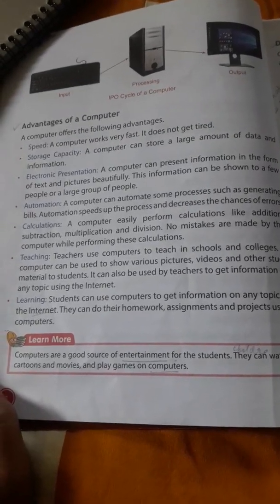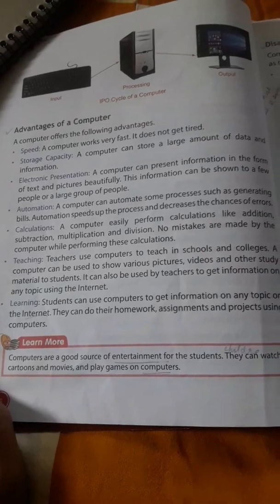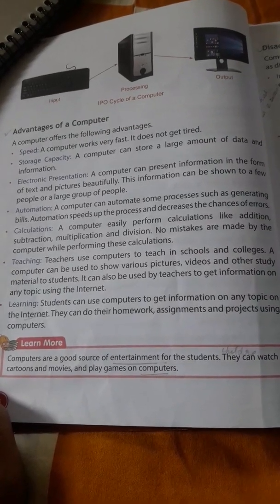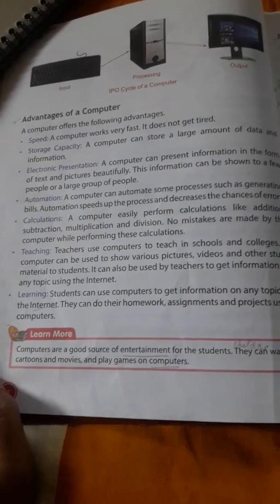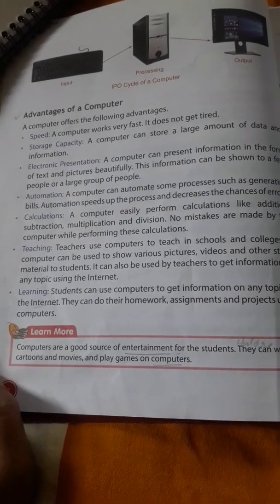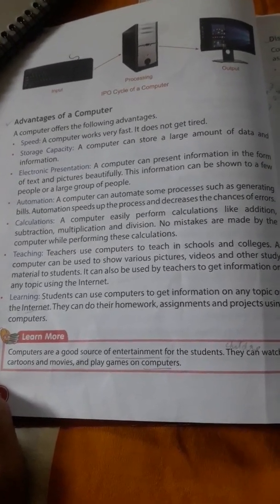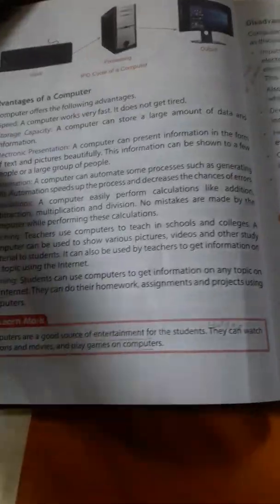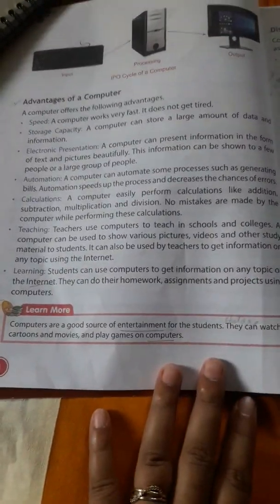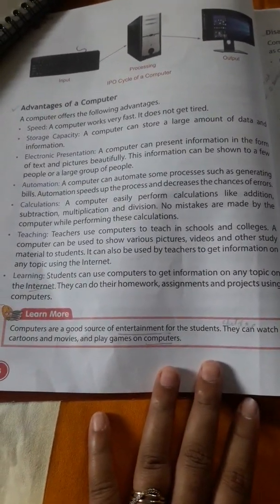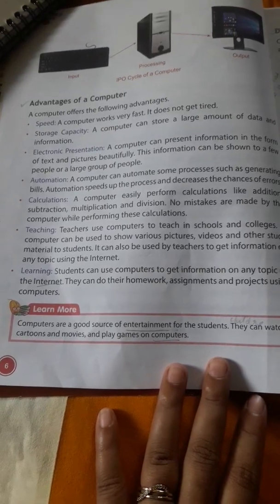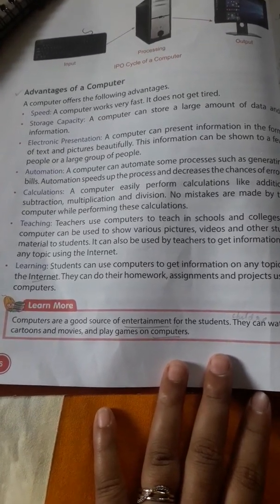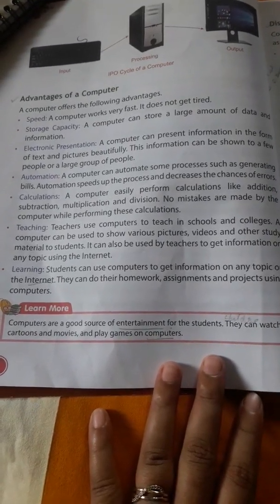Understand? Then automation. A computer can automate some processes, such as generating bills. Automation speeds up the process and decreases the chances of errors. Automation means that if I type something, the answer comes automatically, so the chances of mistakes are very low.